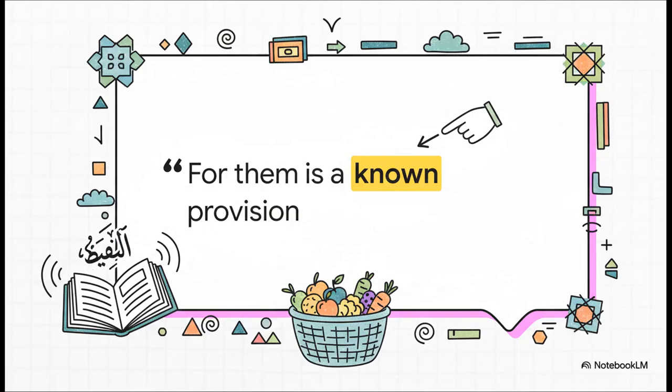All right, on to our second example. This one's from Surah As-Safat. This is translated as, for them is a known provision. The word we're going to zoom in on is, you guessed it, ma'lum.